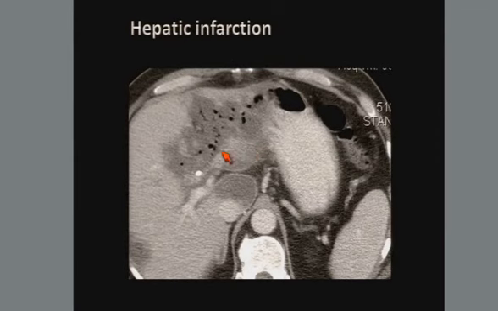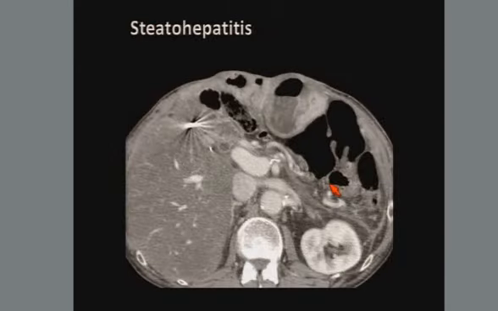Here is one borrowed from the literature of a person who had a lateral segment liver infarction after pancreatic surgery. Again, doesn't happen very often, but did in this particular case.